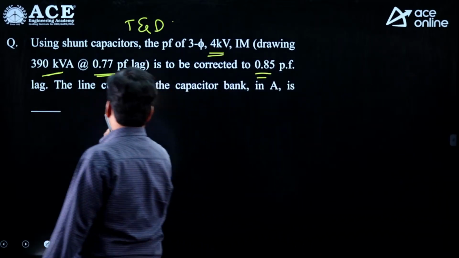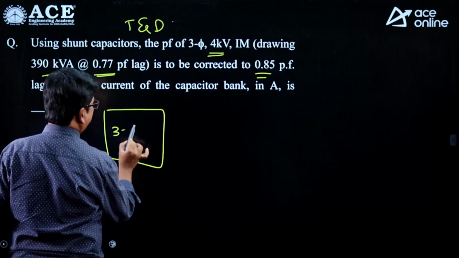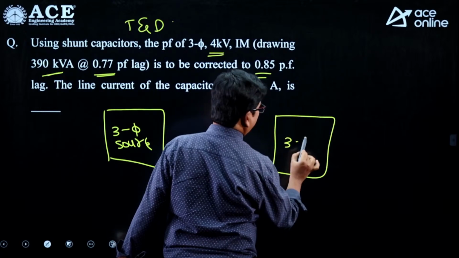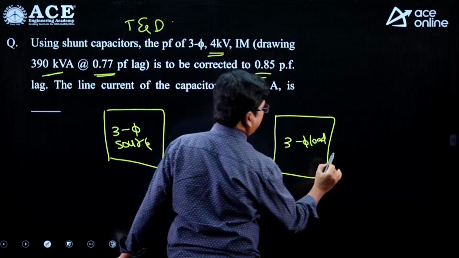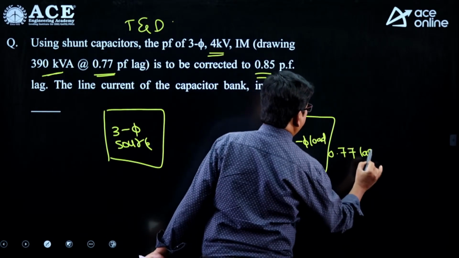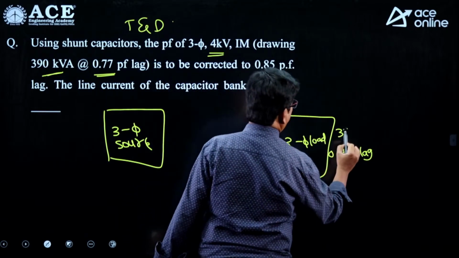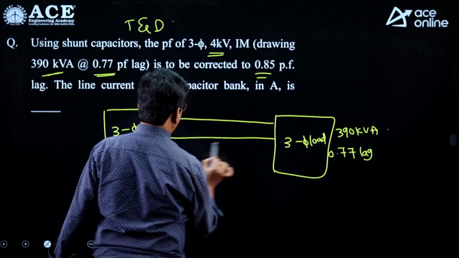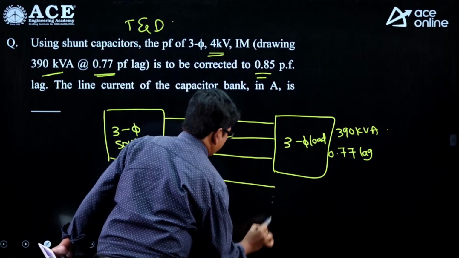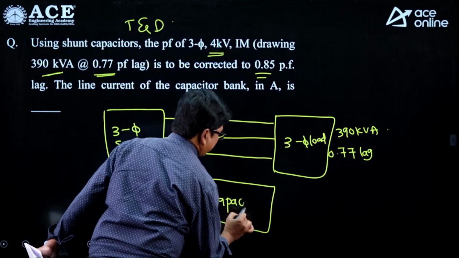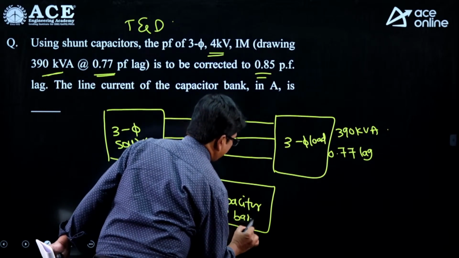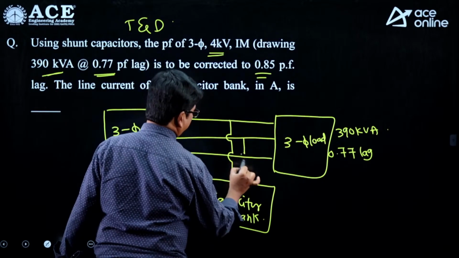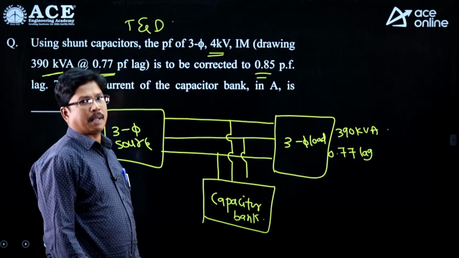So actually here we are having the 3-phase source, and here we are having the 3-phase load. Initially it is operating at 0.77 lag, taking a power of 390 kVA. So here we are having the 3 phases, A phase, B phase and C phase. Here we are having the capacitor bank, and we don't know which connection it is, right? So they have given 3 connections for this one. This is the 3-phase connection for the capacitor bank.